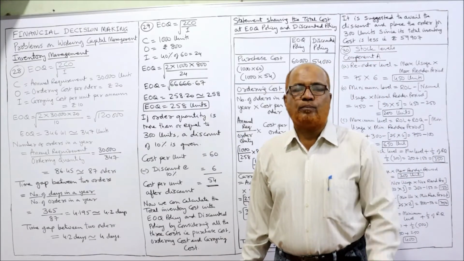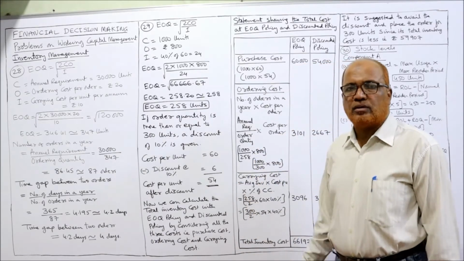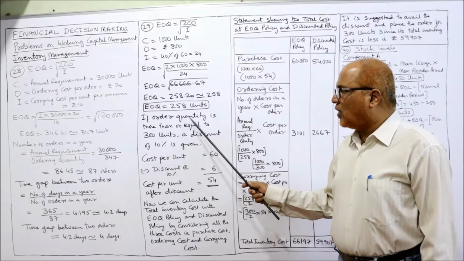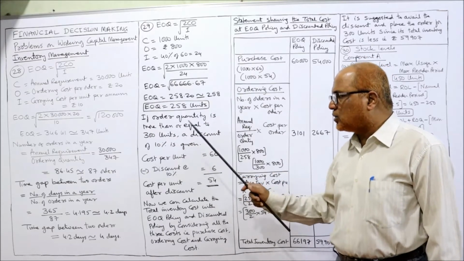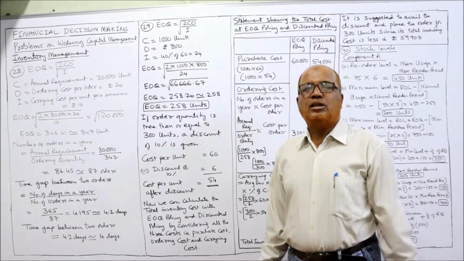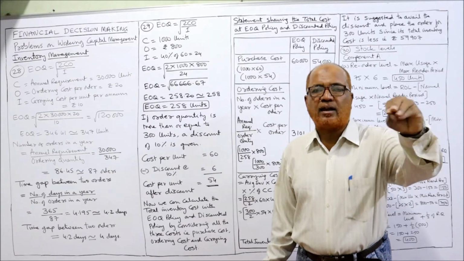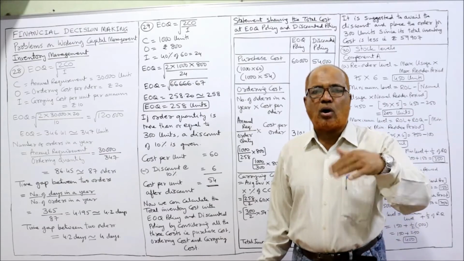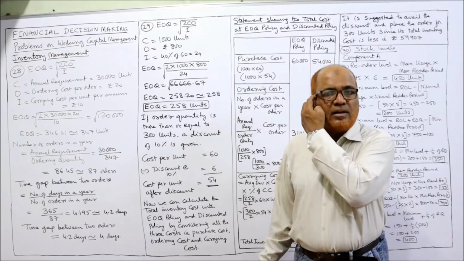This is the EOQ. Economic ordering quantity is 258 units. If order quantity is more than or equal to 300 units, a discount of 10% is given. In the problem it is given, the supplier offers 10% discount if we make an order for 300 units or more. The minimum 300 units. So how much discount? 10%.